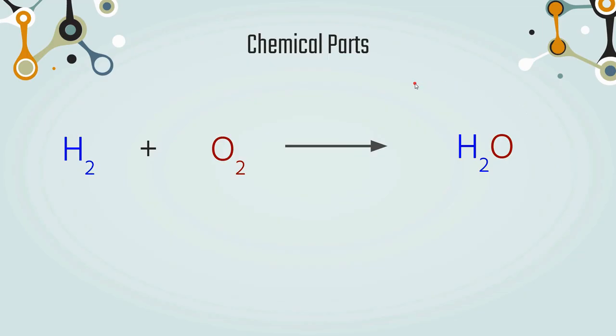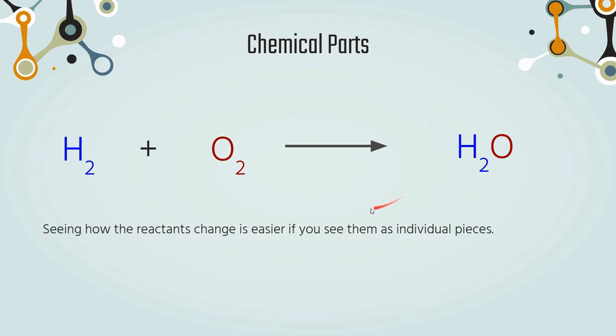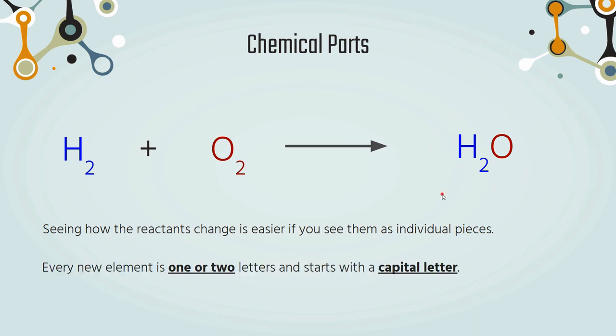So let's also quickly break down the parts in this chemical reaction. It's going to be easier to see how these reactions work and how the reactants change if we see them as individual pieces. So right here I've color coded my different elements, my hydrogen as an H, my oxygen as an O, and I show that it's still broken up into 2 pieces in this final product, but in reality this final product is one piece, it's one compound.